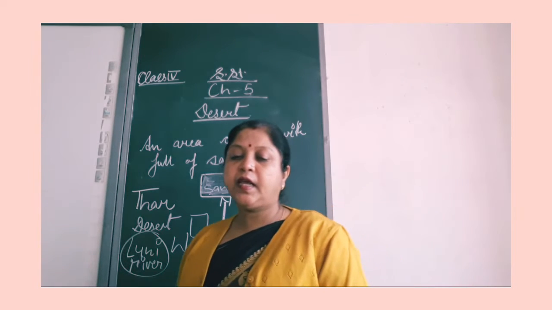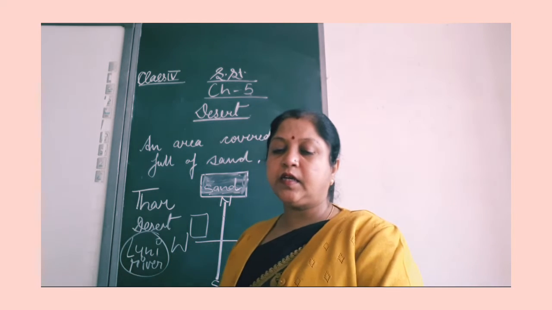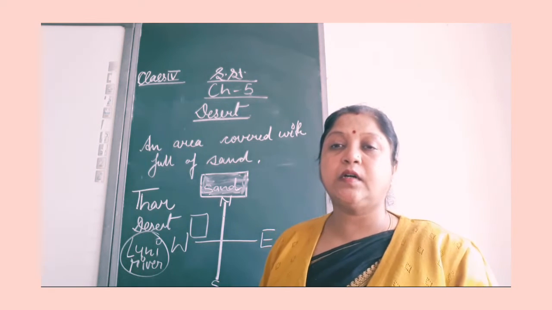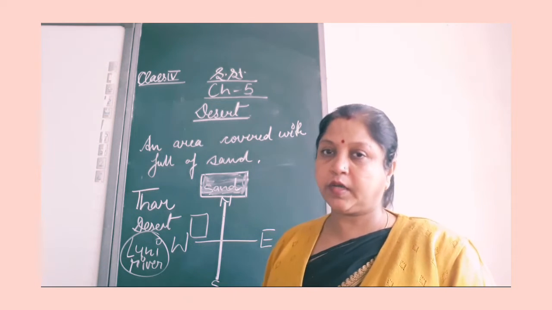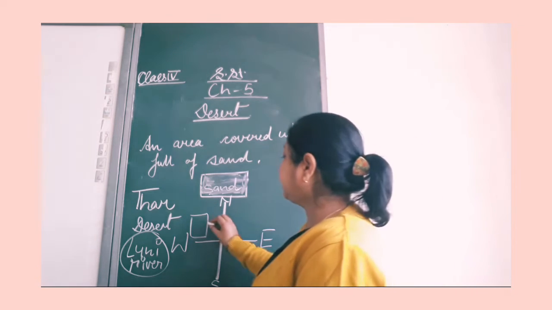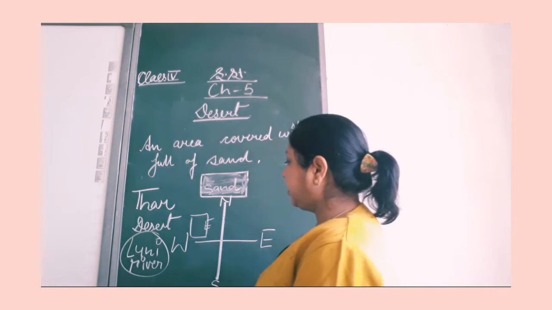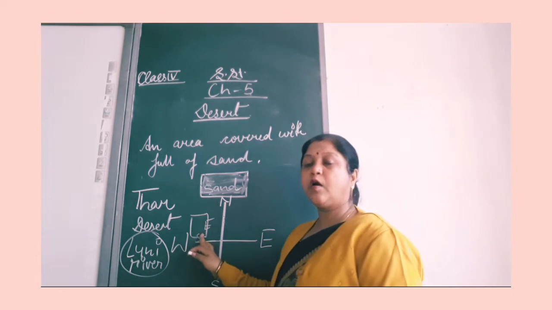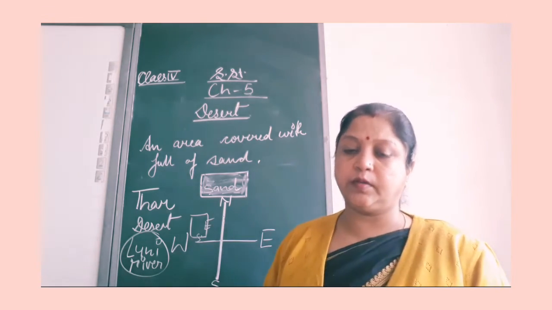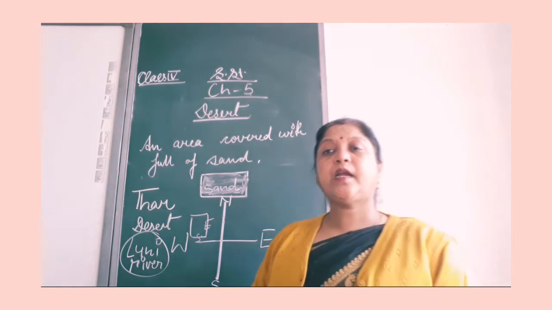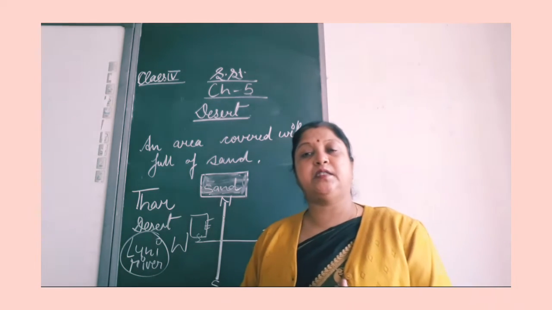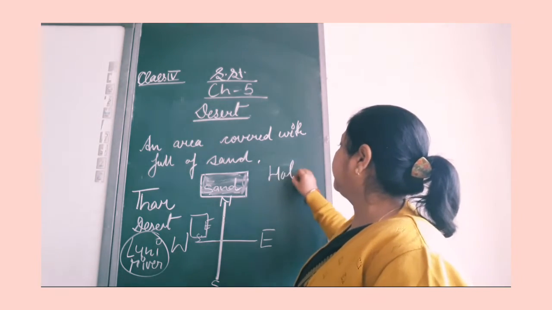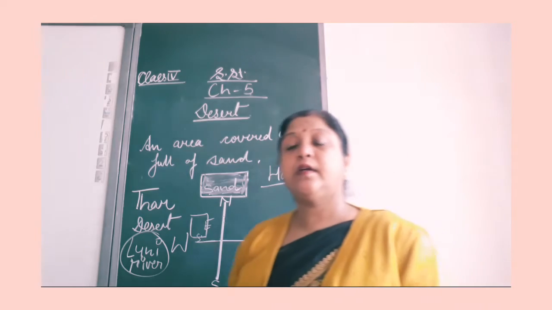To the east are Aravalli Hills and to the south a salt marsh which is known as Rann of Kutch. In the east direction Aravalli Hills and in the south direction Rann of Kutch, which is a salt marsh. Understand? And which type of climate is here? In desert area, very hot and dry climate. Hot and dry climate.